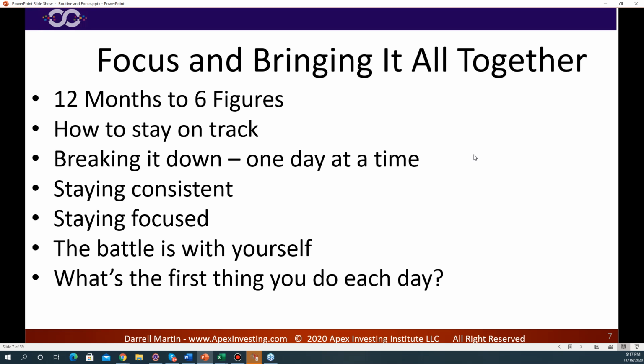So when we talk about breaking it down a day at a time, what is the first thing you do each day? When you think about your trading morning, you think about your morning in general. What's the first thing you do every day, each day? Anybody tell me? Well, yeah, the first thing you do is wake up. Exactly, right? You wake up.